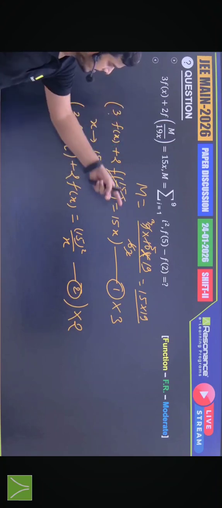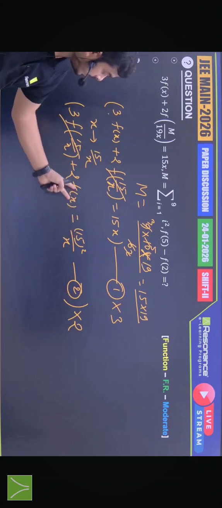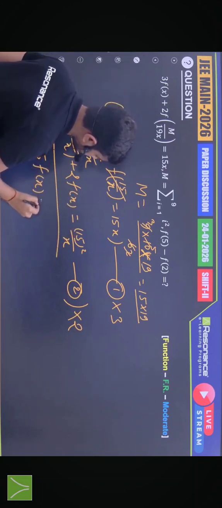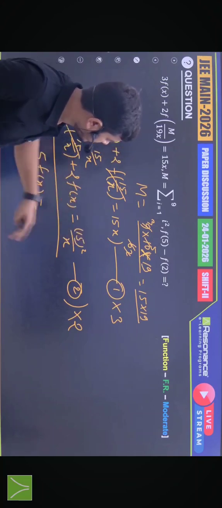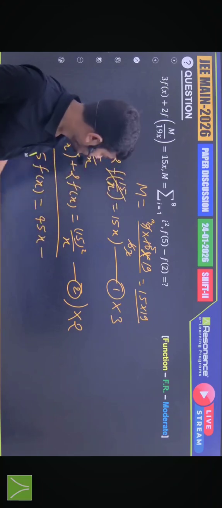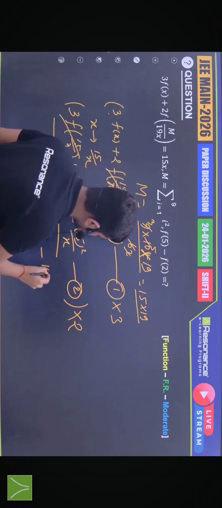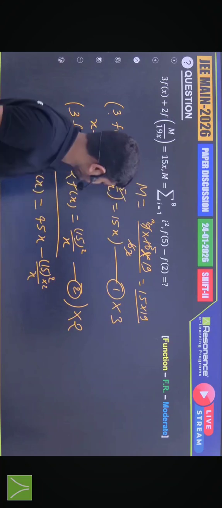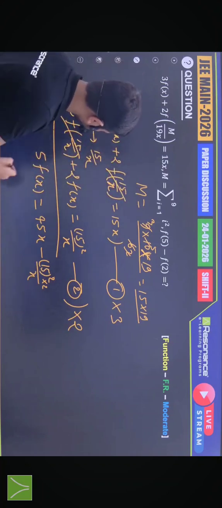And this one is 3 into 3, 9 f of x, minus 4 f of x, which will become 5 f of x, equal to 45x minus 15 square into 2 by x. So this is your f of x.